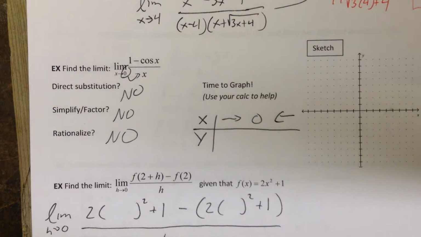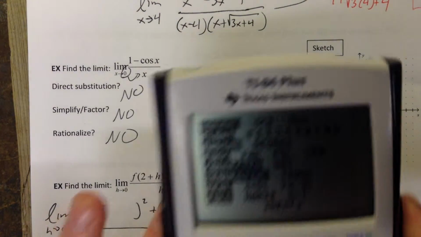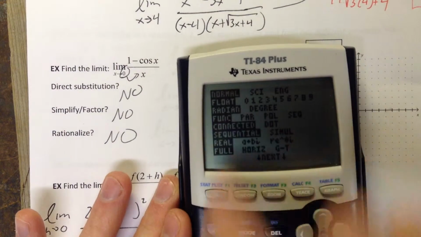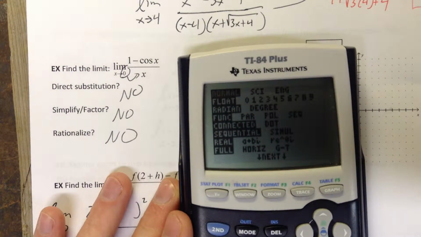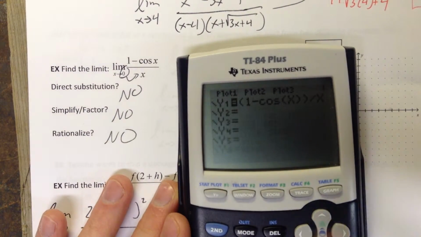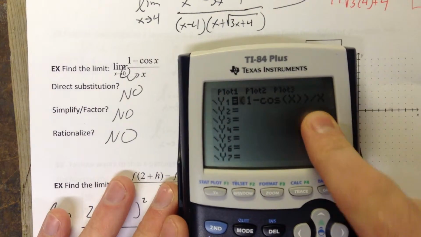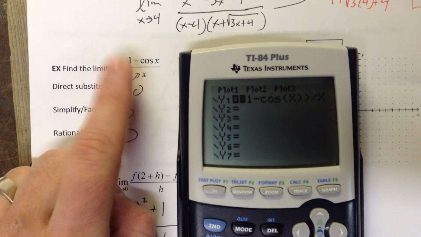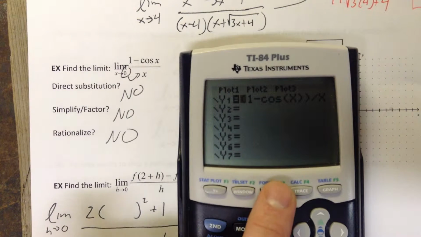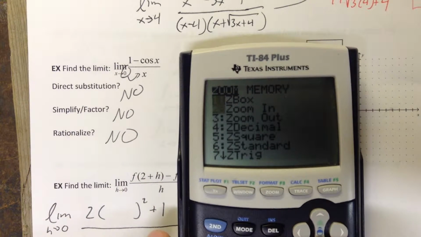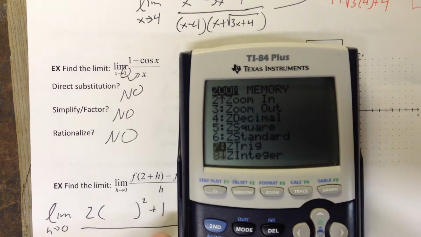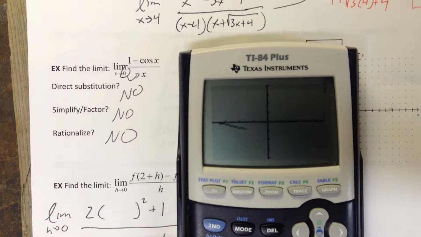So what I'm going to do is use my calculator in radian mode because it's a sine cosine kind of thing, so you might want to check what mode it is. Then I'm going to type in the equation of my limit right here. Then I'm going to use the zoom, and I'm going to choose option 7, and it's going to graph out my sine and my cosine wave right there.